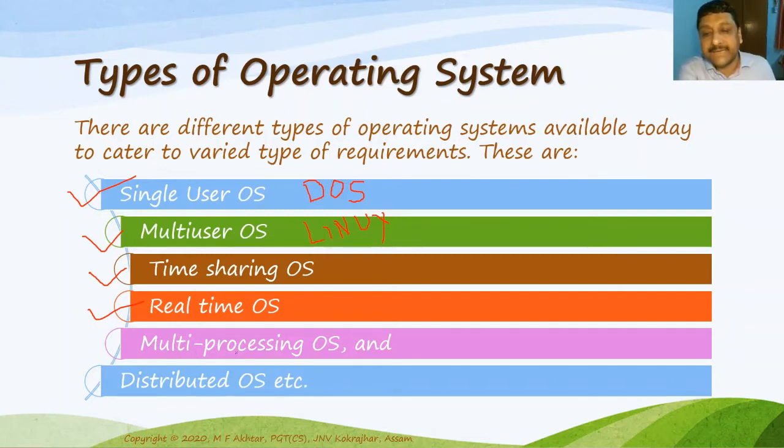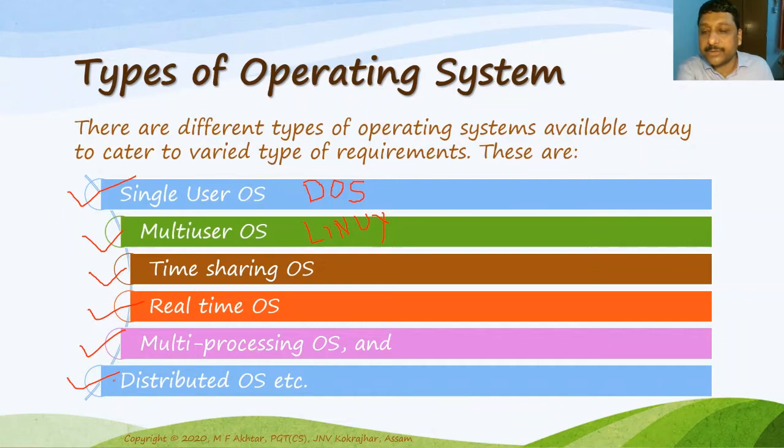Now, multi-processing operating system. Multi-processing means where more than one processor is incorporated in a computer hardware. For that purpose, a multi-processing operating system is required. In a supercomputer or the mainframe computer or the bigger version of the computer, where more than one processor is attached on that computer, a multi-processing operating system is needed.